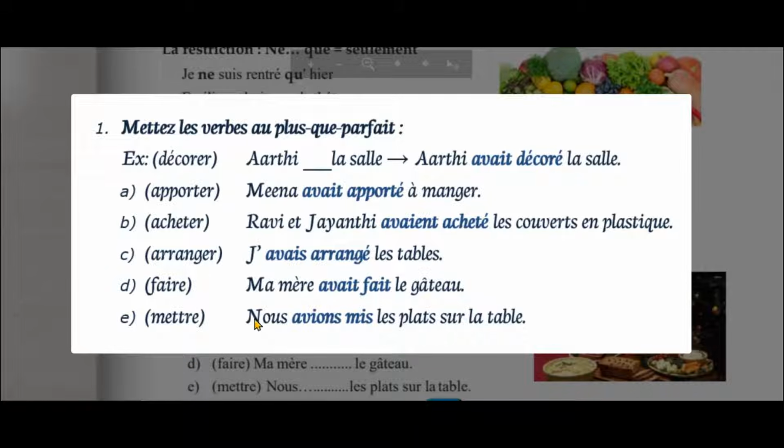Now the last two sentences, they have given you faire and mettre. So faire has an irregular past participle. So you have to memorize that, which is fait, right? And you have the avoir in the imparfait, which is avait. Similarly, mettre has an irregular past participle, which is mis. And you have the avoir in the imparfait form, which is avions. So this one means my mother had made the cake. And the last one, we had put the dishes on the table.